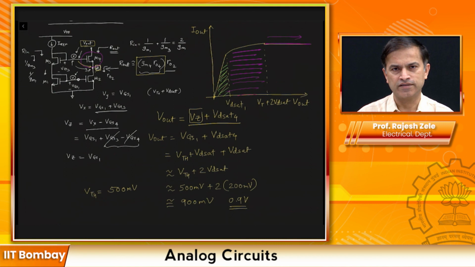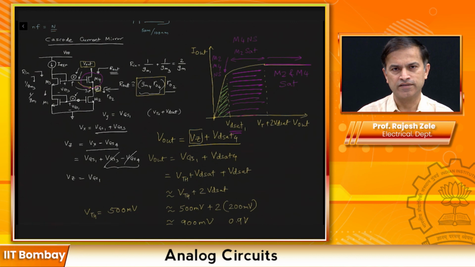So you can pretty much tell that M2 and M4 are both in saturation. Below VDSat1, or this VDSat value, transistors M2 and M4 are both in non-saturation, and in between this region, transistor M2 will be in saturation and transistor M4 will be in non-saturation. So this is an interesting way how this cascode current mirror works, and you can analyze it using actual voltages and convince yourself that this is what is going on.